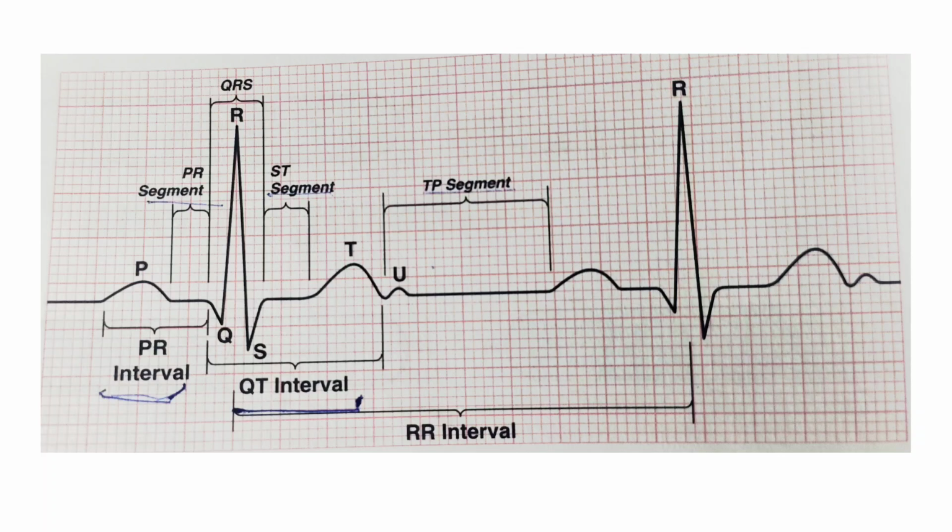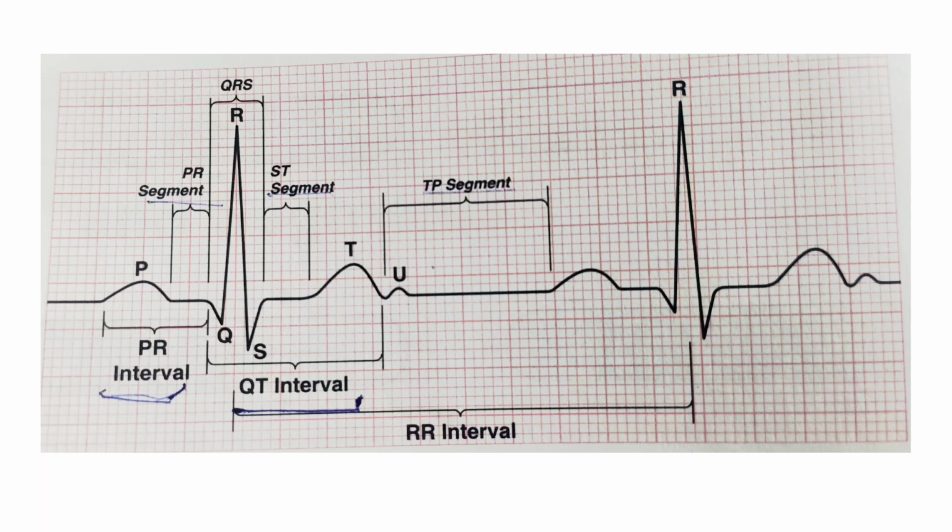The ST segment begins at the end of the QRS complex. It represents the period when the ventricles are fully depolarized. Because no electrical activity is spreading, the ST segment is normally flat. Clinically, ST elevation suggests myocardial injury. ST depression suggests myocardial ischemia. The T wave represents ventricular repolarization. The U wave, when present, appears after the T wave. It represents the final phase of ventricular repolarization.